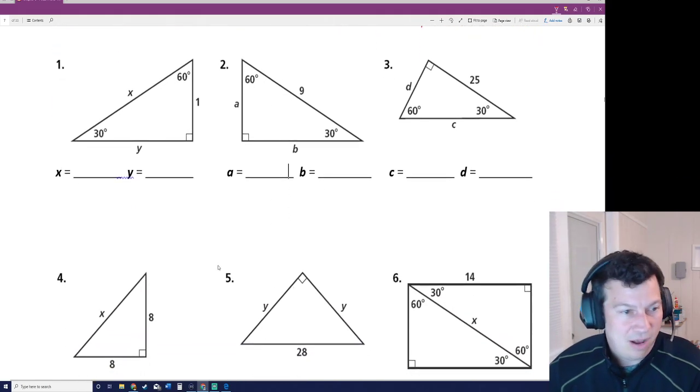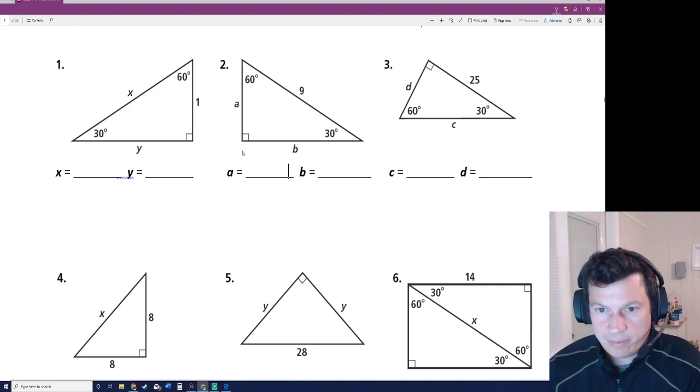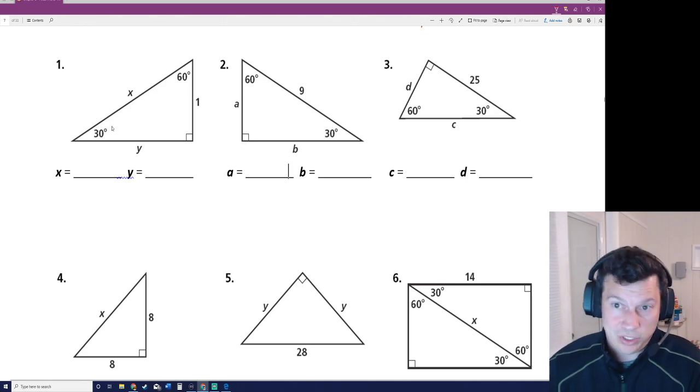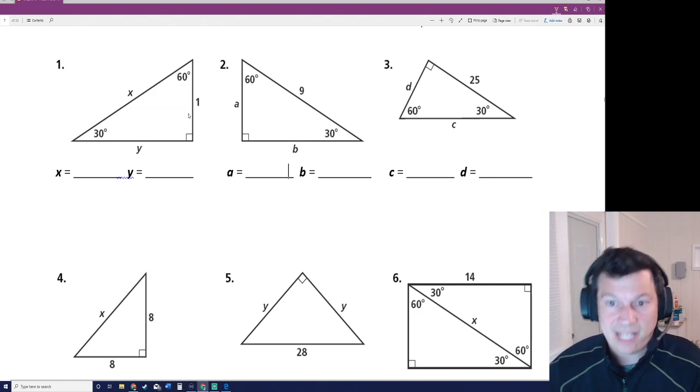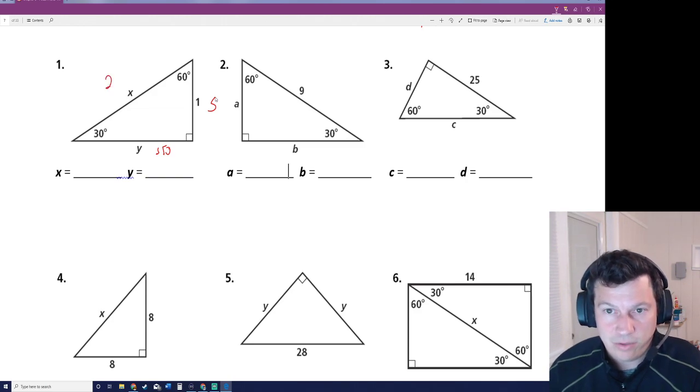And again, you're of course going to have to do these. We did a bunch of these on the Kahoot today, but these are straightforward in that they show you it's 30, 60, 90. It gives me one of the sides, and I have to find the other two sides, right? We can always do these because we can say, opposite the 30 is s, opposite the 60 is s root 3, opposite the 90 is 2s. Oh, s equals 1.